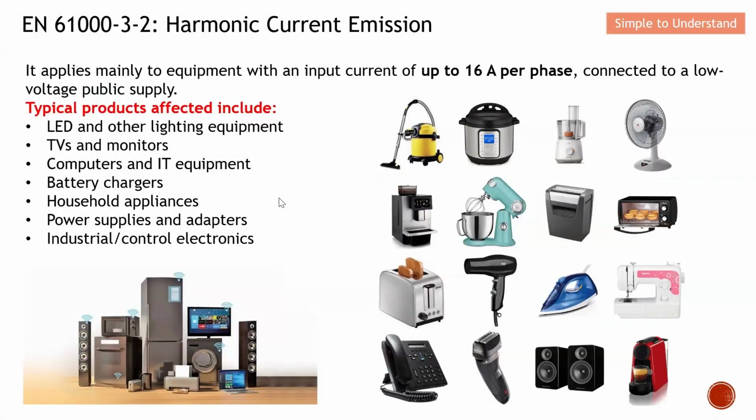These are the electrical equipment that are required to comply with this harmonic current emission test under 61000-3-2. So in short, any electronic device that is less than 16 ampere per phase is required to pass this test.